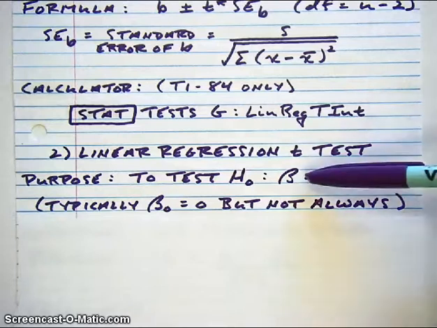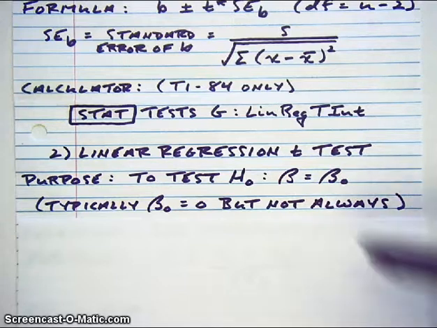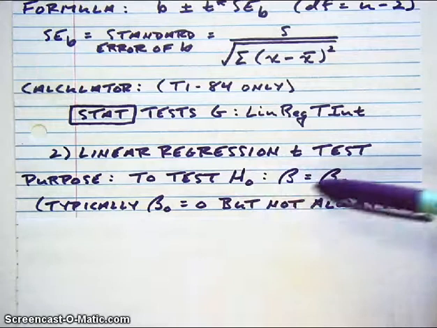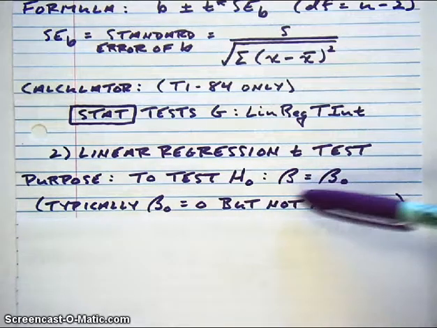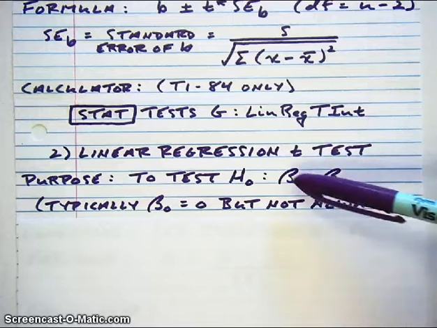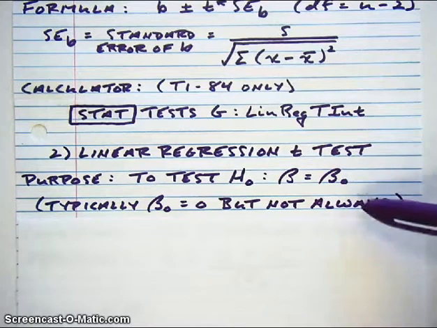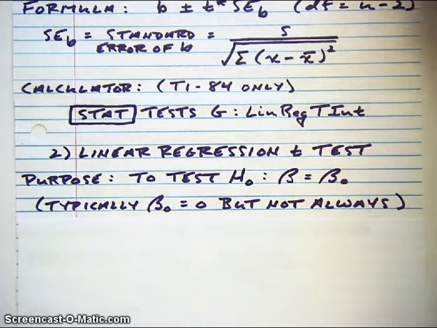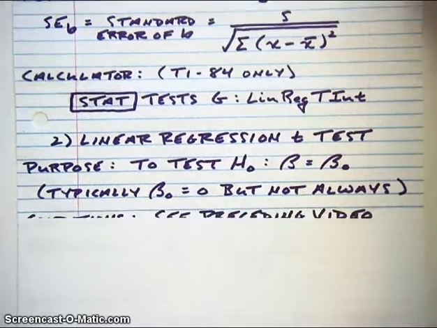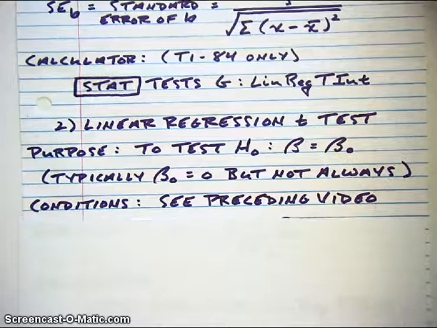And what you most often want to see is whether or not there is a linear association between your response and explanatory variables. And if beta naught is equal to 0, if beta equals 0, then there would not be a linear association. There would also not be a linear correlation between your response and explanatory variables. But even though beta naught is typically 0, it's not always 0. And there was a question on the exam a few years ago where beta naught was equal to 1, and it threw a lot of people off. So beware of that. The conditions we checked in the preceding video.